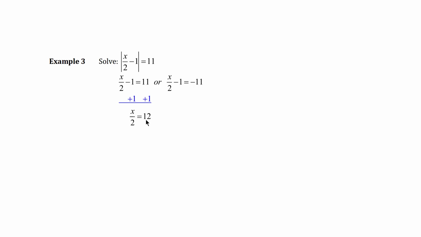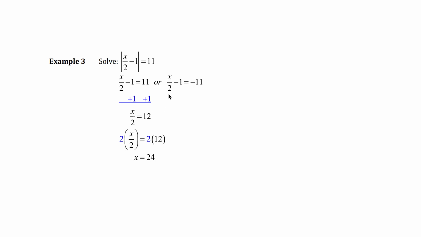The next step is getting rid of the 2 underneath the x. Since the 2 is dividing the x, we just need to multiply both sides of the equation by 2. So we have 2 times x over 2 equals 2 times 12. Simplifying the left-hand side, the 2's will cancel out and leave us an x. And on the right-hand side, we have 2 times 12, which is 24. So the result is x equals 24.